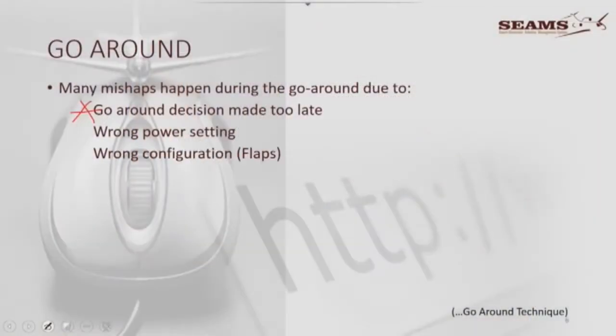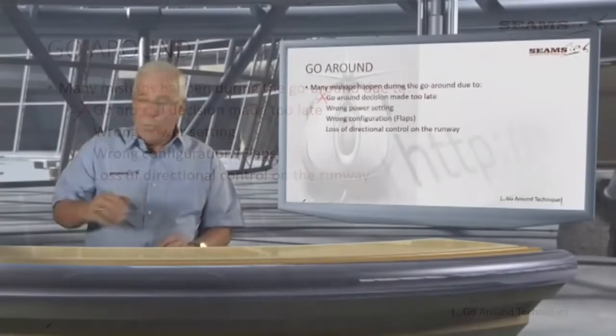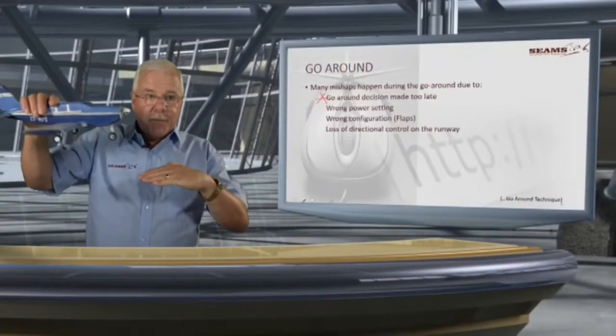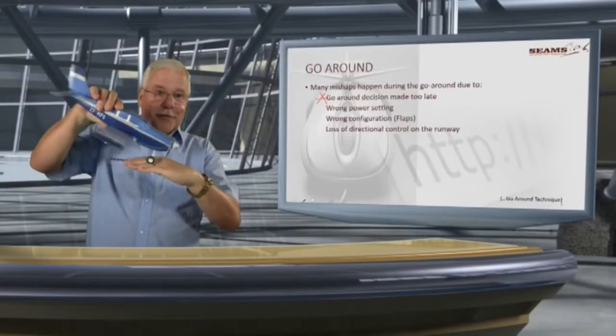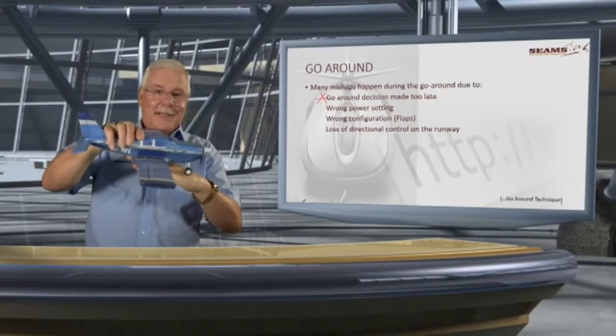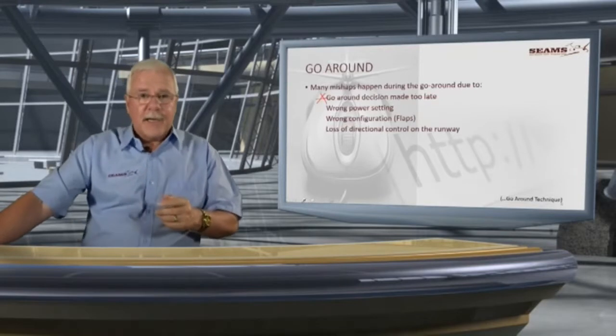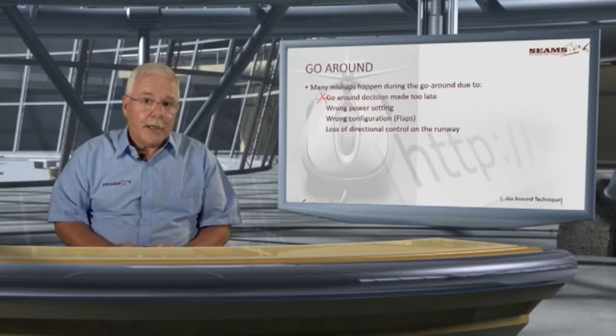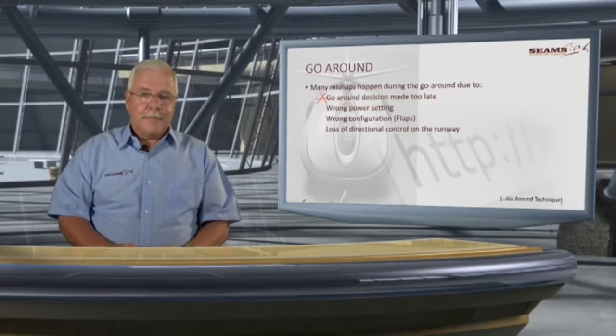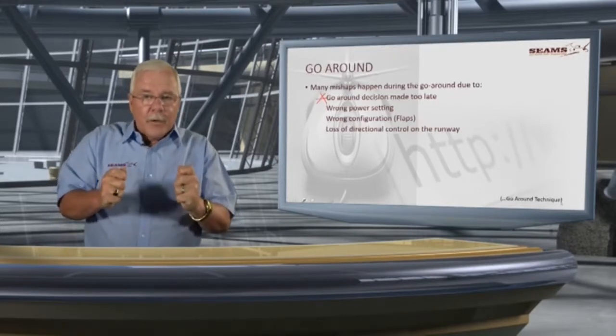Okay. Wrong configuration. Loss of directional control on the runway. But remember, if you wheelbarrow, if you come in, the speed is too high and you're forcing it down and you run on the nose wheel, then this is happening. And it doesn't matter whether you're flying, I suspect, anything from a Boeing to a gyrocopter. Nose wheel landings, not good. That's why we say to people, hold off a little bit.